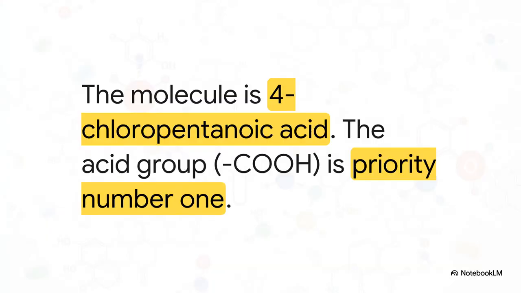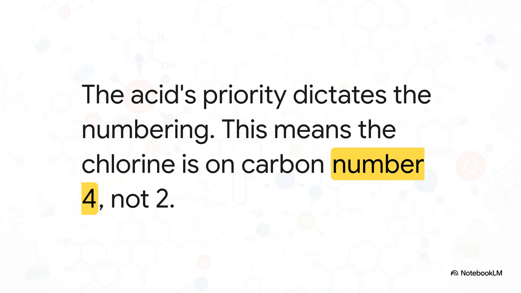So back to this molecule. The acid group is number 1 on our list, so we start counting there. And that means the chlorine is on carbon 4. The acid's priority rules even if another number seems lower.